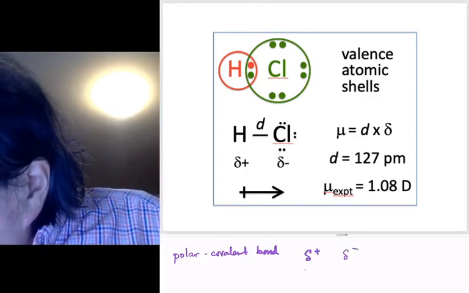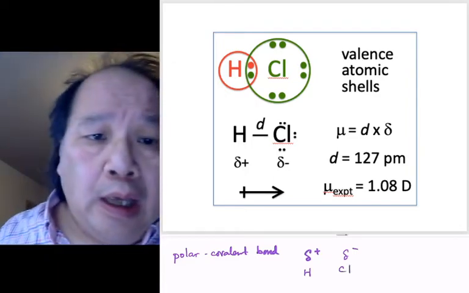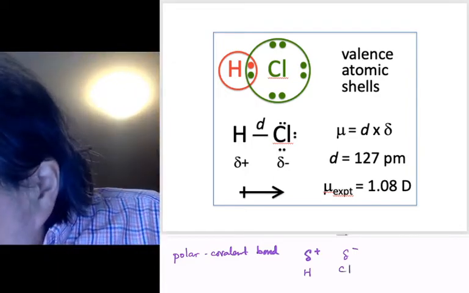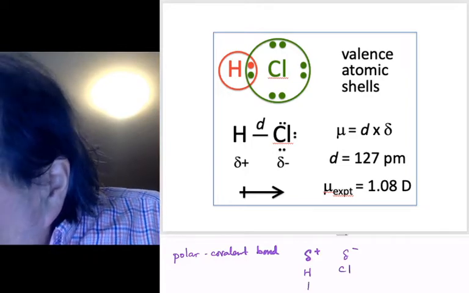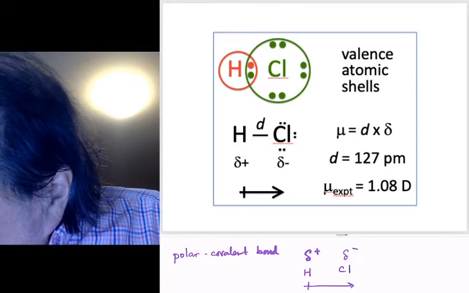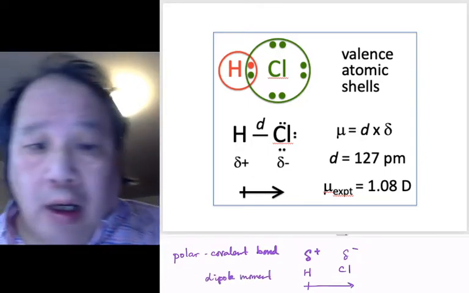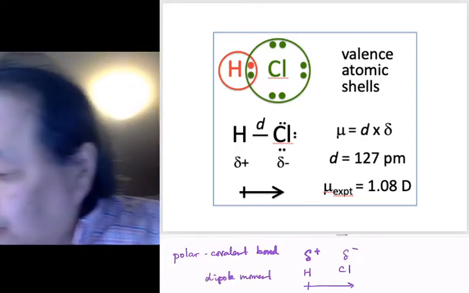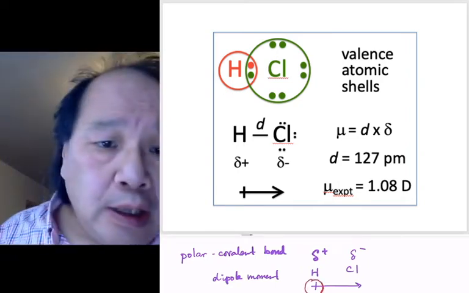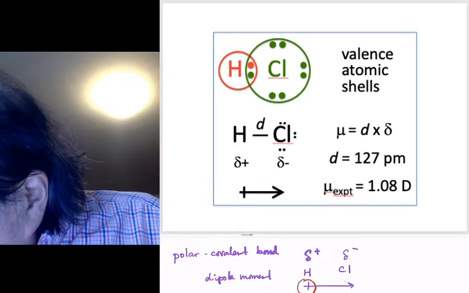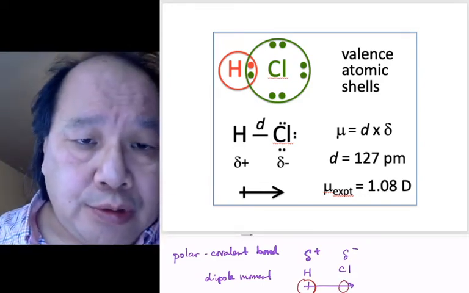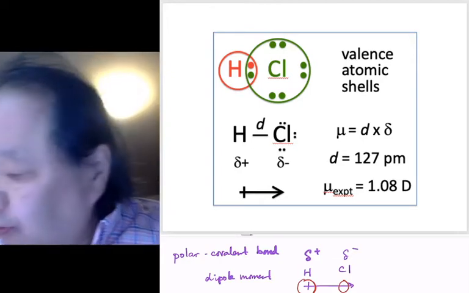So there's hydrogen and chlorine. And the convention then is to draw what's called the dipole moment, which is drawn as an arrow with a plus sign on one side, see that plus sign, and a minus sign on the other side. That's the dipole moment, the convention that chemists normally use.